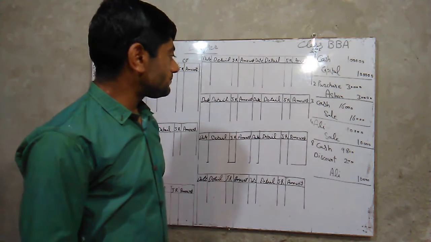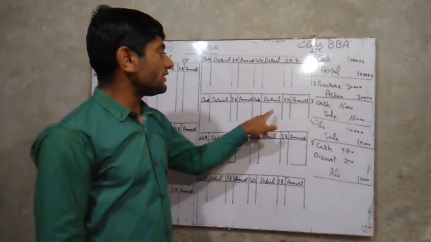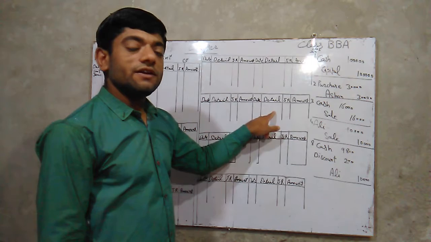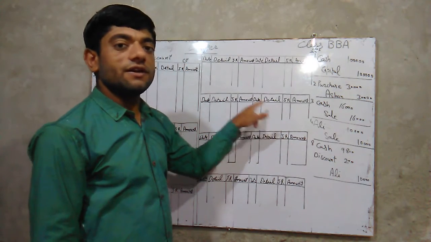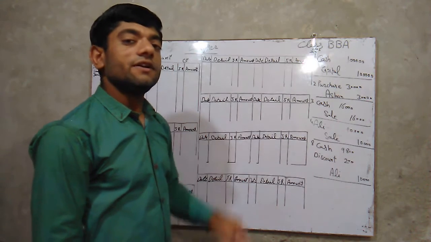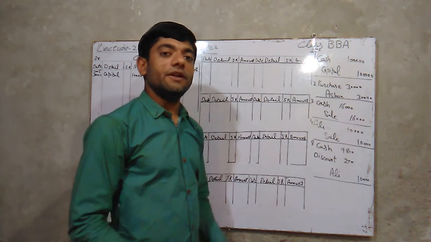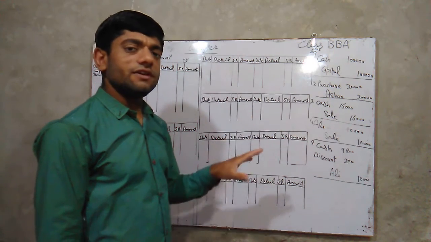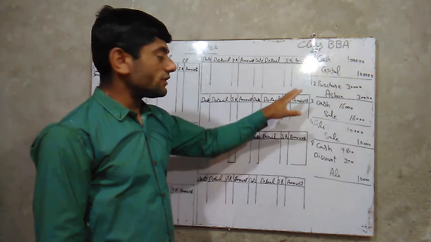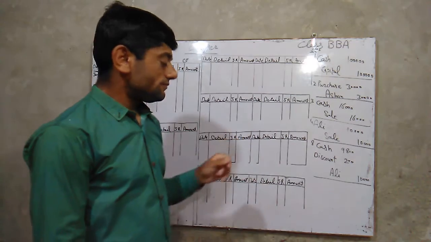And balance: if the debit side is greater than the credit side, that is called a debit balance. If the credit side is greater than the debit side, then it's a credit balance. You can understand all this easily when you see this example.